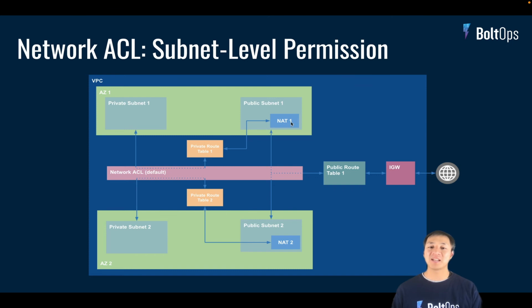So it goes to this NAT right here, and this NAT then goes to the network ACL again because that's associated with this public subnet right here. Then it goes to the public route table, then internet gateway, then out to the world, and all the way back. Now I will point out again, there's a NAT here, and there's a NAT here, okay?